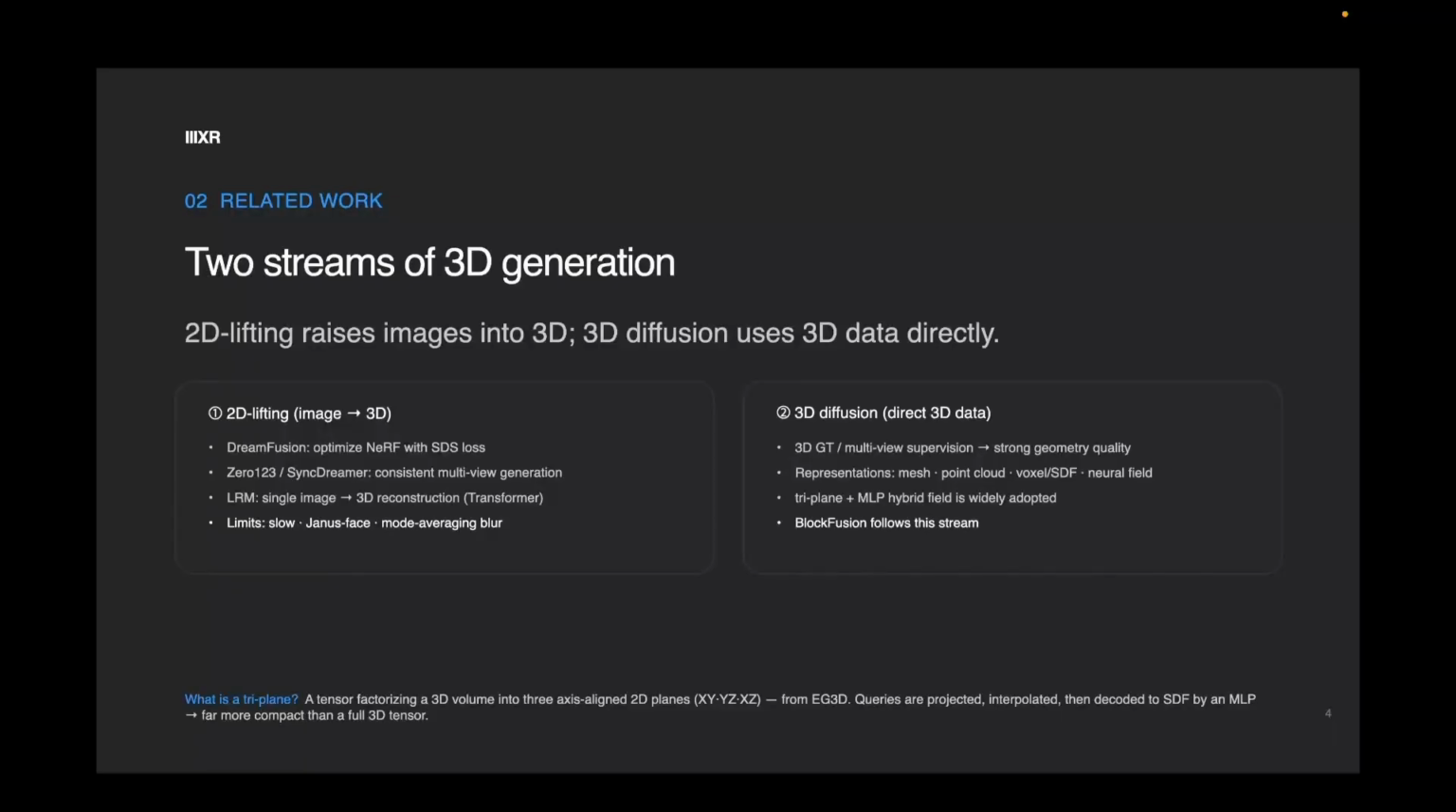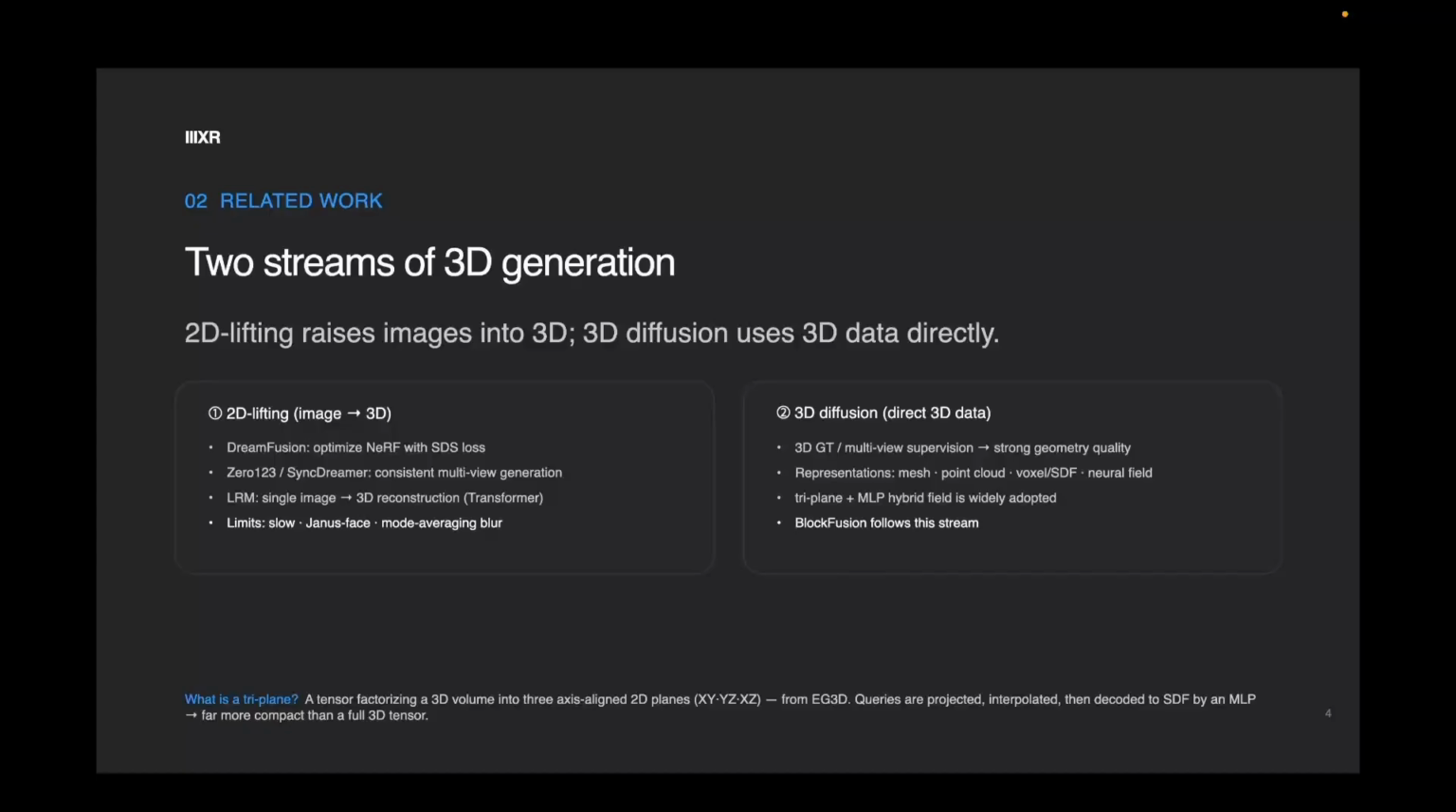A quick map of the landscape. There are two broad families. The first is 2D lifting. Take 2D image models and lift them into 3D. DreamFusion optimizes a NeRF with SDS loss. Zero-1-to-3 and SyncDreamer generate consistent multi-view images. LRM reconstructs 3D from a single image with a transformer. These tend to be slow and suffer from Janus problems and mode averaging blur.